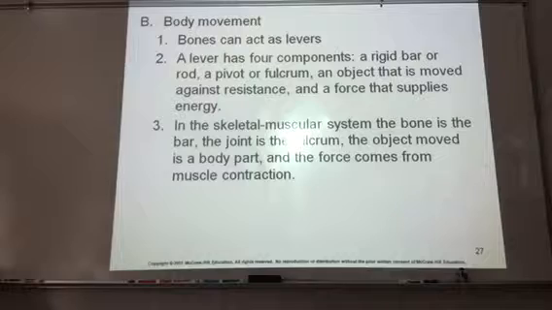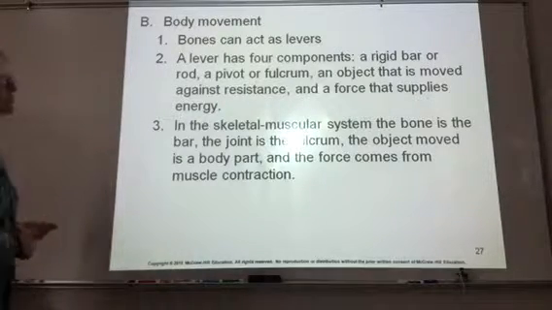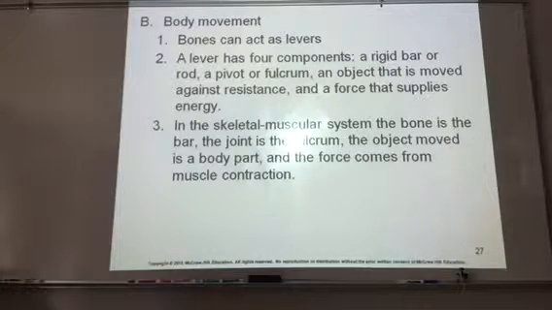So support and protection. Body movement, your bones act as levers, like in physical science. We'll look at a picture of that in a little bit. So a lever itself has a bar, a fulcrum, the object that is moved against resistance, and then your force. So your force end and your resistance end is the way you probably heard about it in physical science.